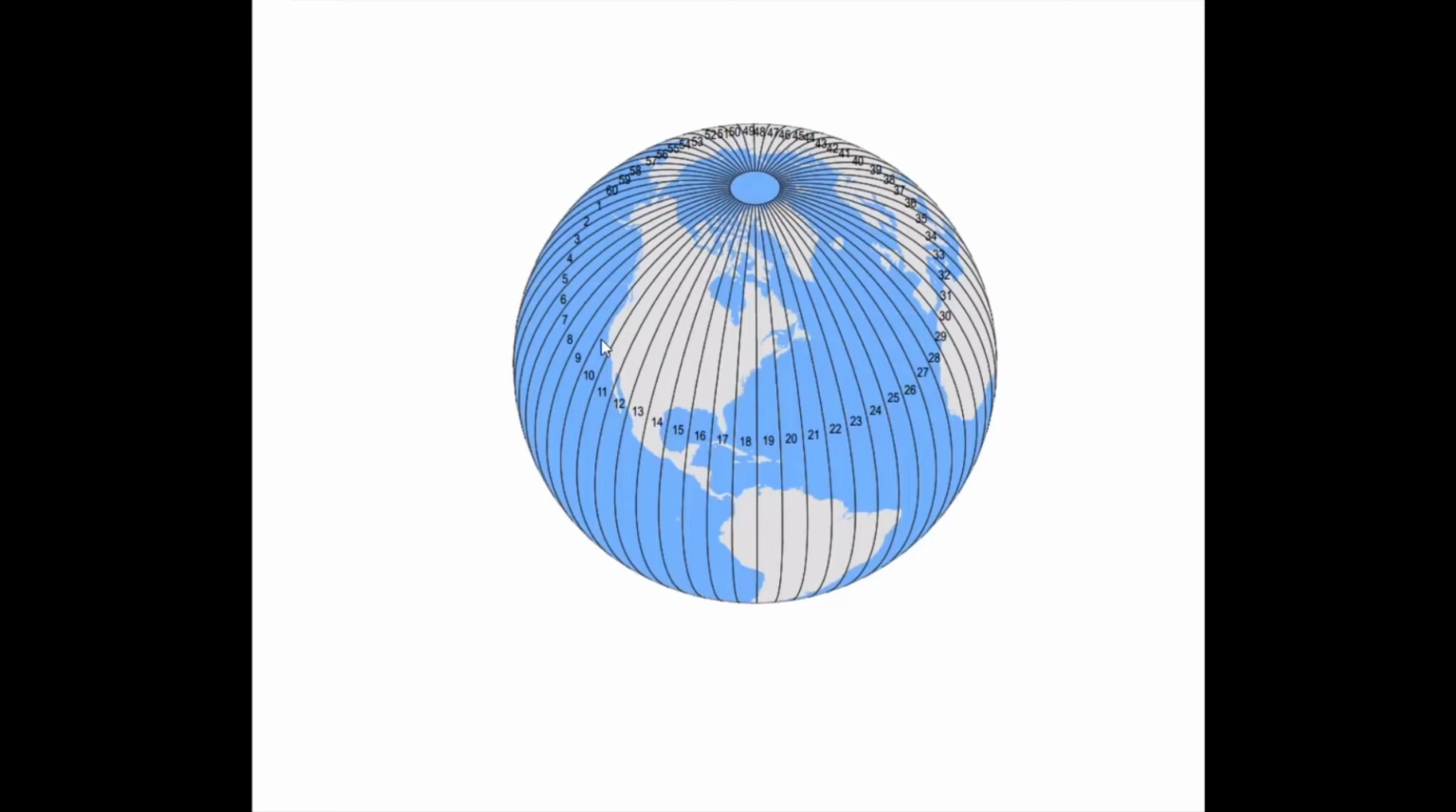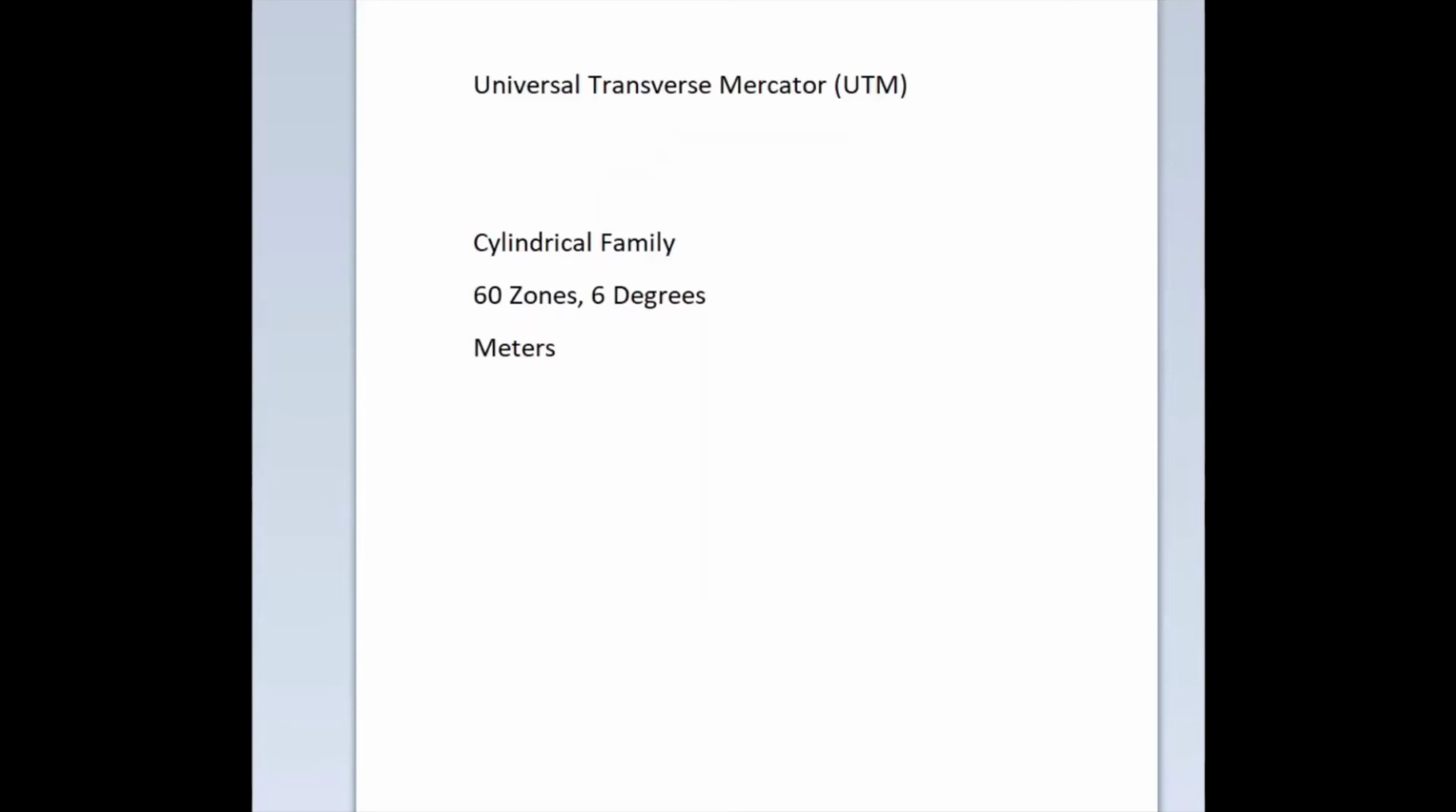It's important to realize though that because there's 360 degrees and there's 60 zones, each zone is 6 degrees wide, which means that it has 3 degrees on each side of the central meridian of the zone. It's also important to realize that the UTM, so Universal Transverse Mercator projections, they use, like I said, 60 zones. Each zone is 6 degrees wide, and then it's in meters.